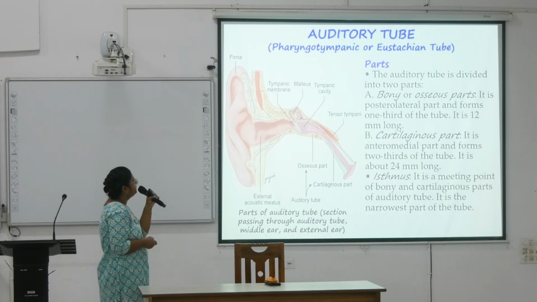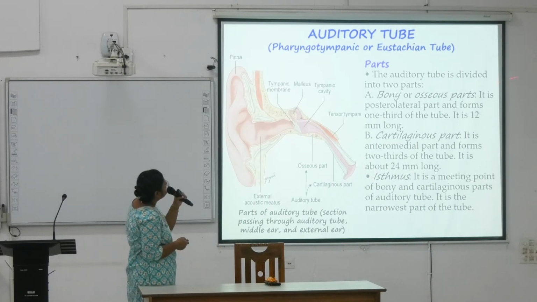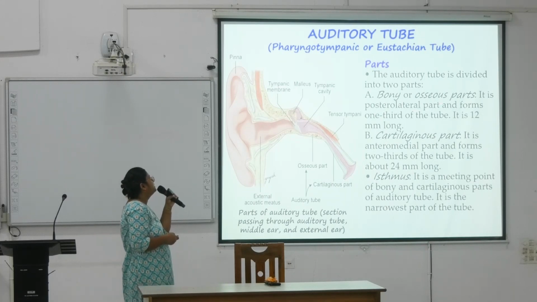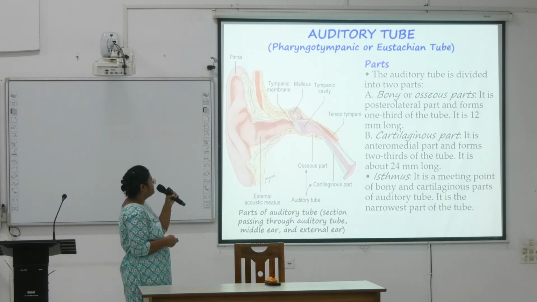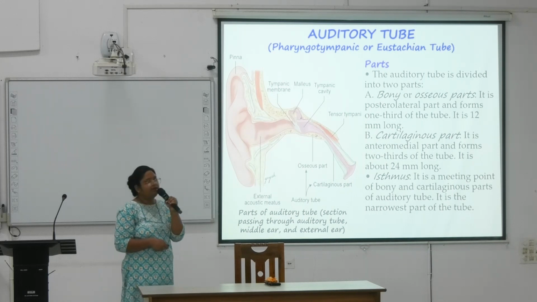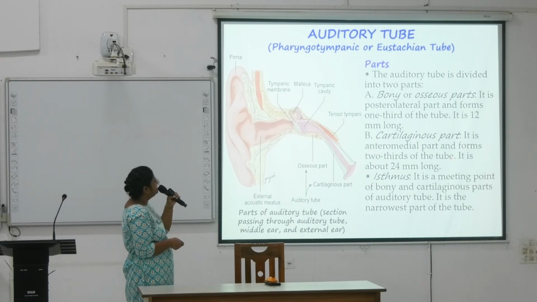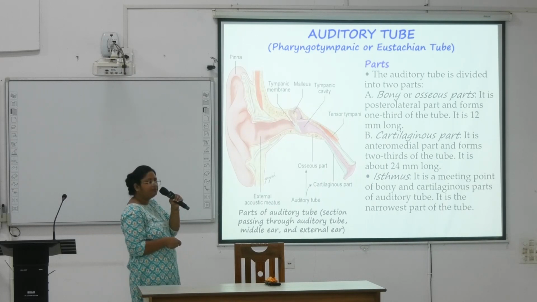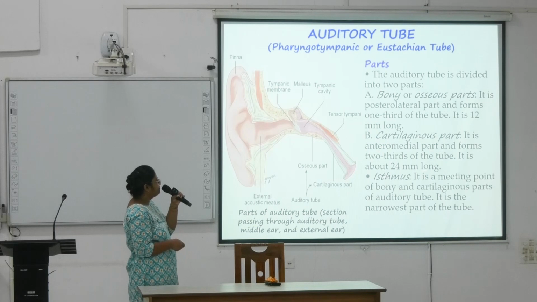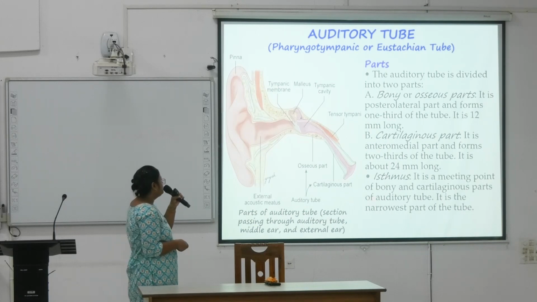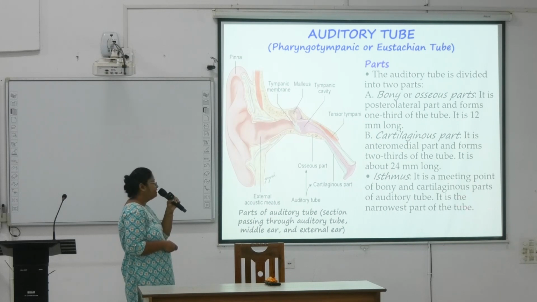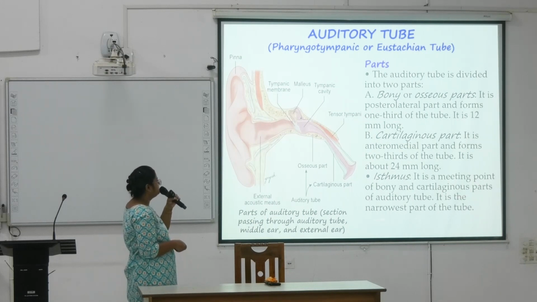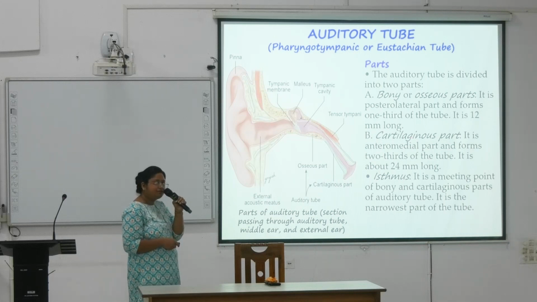Now what are the parts of the Eustachian tube? It is divided into two parts. Bony or osseous part, it is posterolateral part, forms 1/3 of the tube. It is 12 millimeter long. Another is cartilaginous part, it is anteromedial part and forms the 2/3 of the tube and it is about 24 millimeter long. Isthmus, it is meeting point of bony and cartilaginous parts of auditory tube and it is the narrowest part of the tube. Okay, understood?